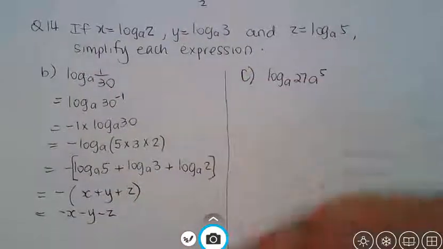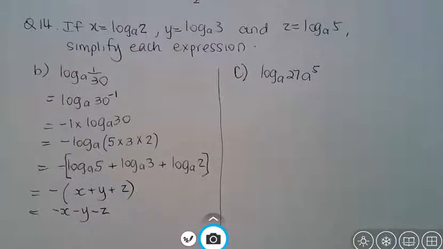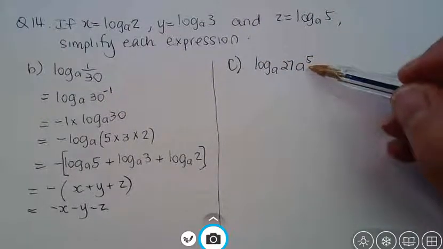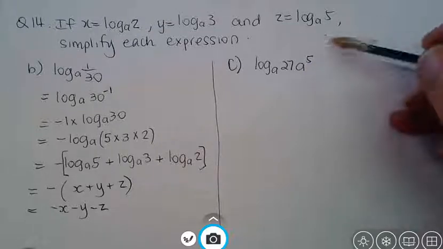Okay, we're going to try another one here. Question C. Log to the base a of 27a to the power of 5.